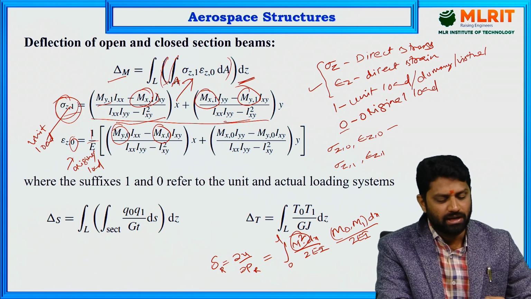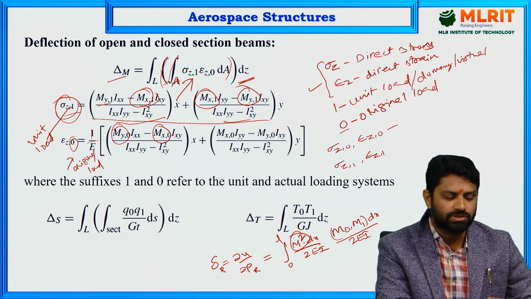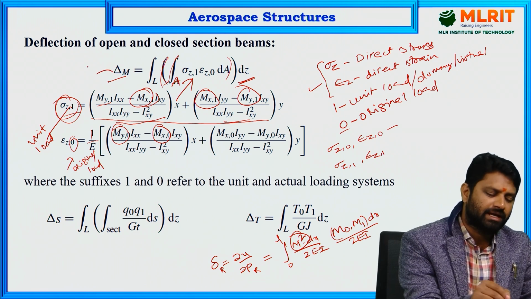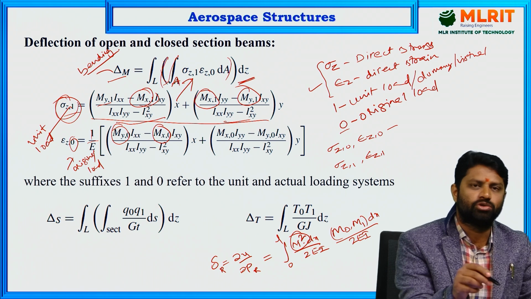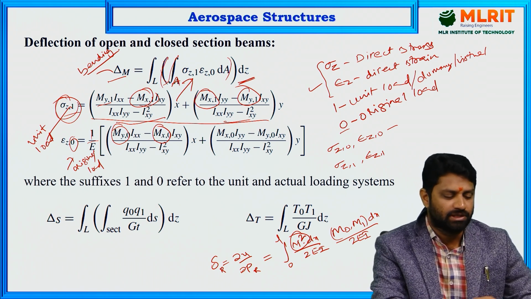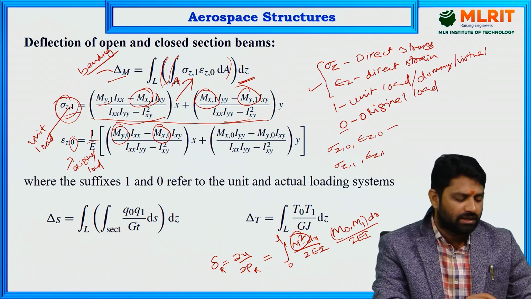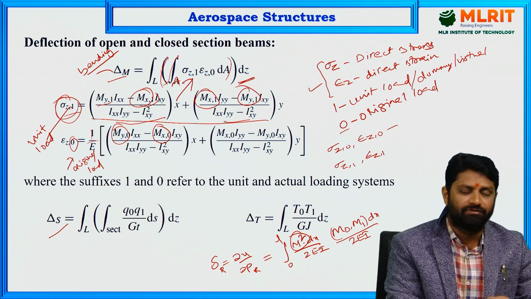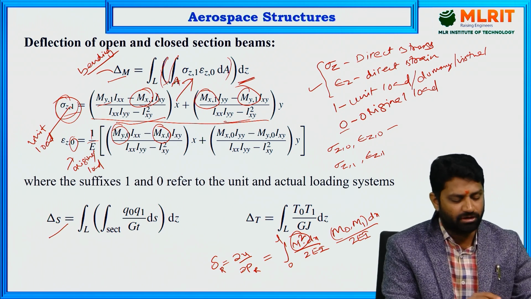Okay, and so this is what delta m corresponds to, bending. So delta m, whatever you're calculating, corresponds to bending of the beam. So the deflection due to bending, we can say in other words. So next one, delta s is nothing but the deflection due to shear.